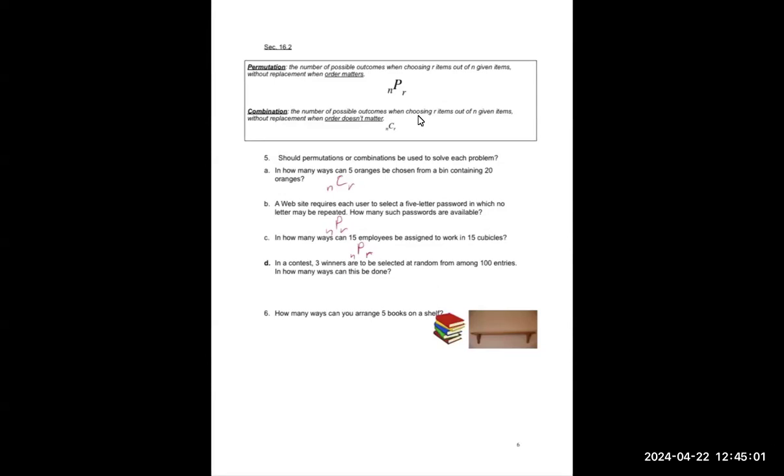In a contest, three winners are to be selected at random from 100 entries. In how many ways can this be done? So this one sounds like order doesn't matter because they're just picking three people. If they call your name first and your friend's name second and somebody else's name last, does that make a difference? No, it doesn't. It doesn't matter who was called.